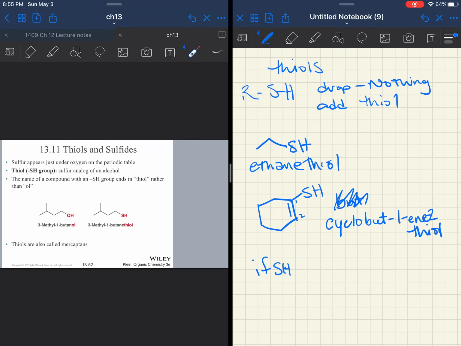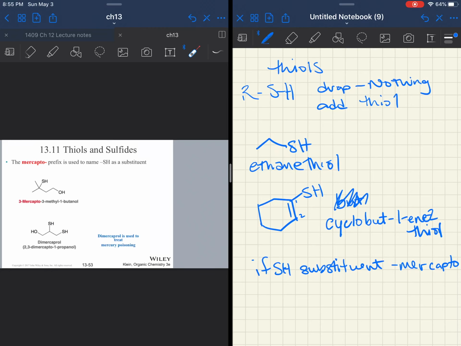If the SH is not going to give you the parent, so if the SH is a substituent, you are going to use the term mercapto, right? So, for instance, OHs are higher in priority. They will give the parent name if you have them there compared to the thiol. So, if this is a butanol, then we need to be able to name this as a substituent. And so that's where the 3-mercapto, 3-methyl-1-butanol comes in, still listed in alphabetical order. You would also use di, tri, tetra if you had multiple thiols. So you've got a dimercapto compound here.